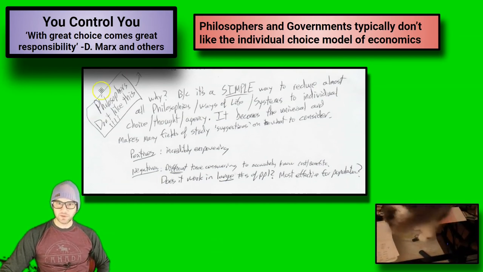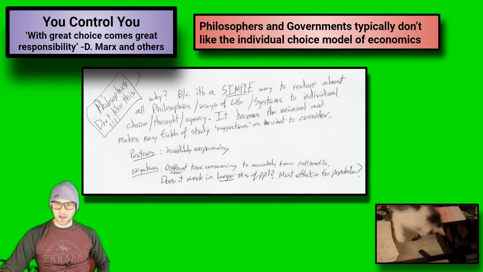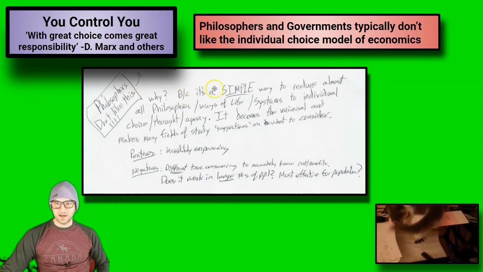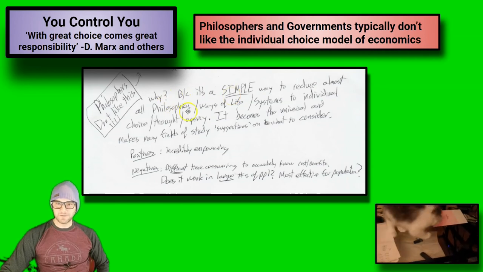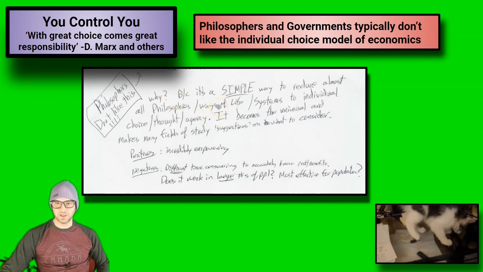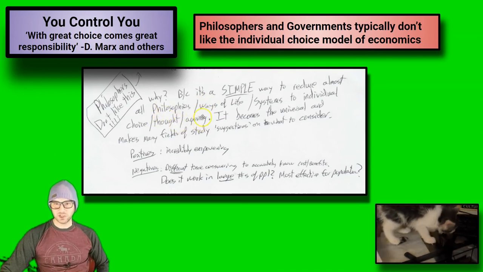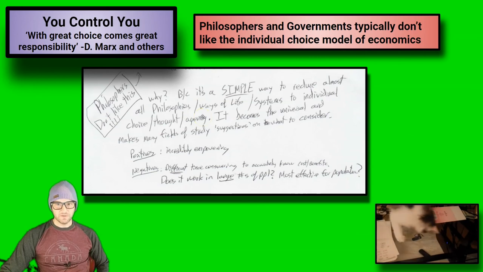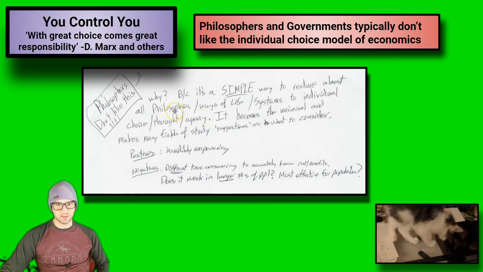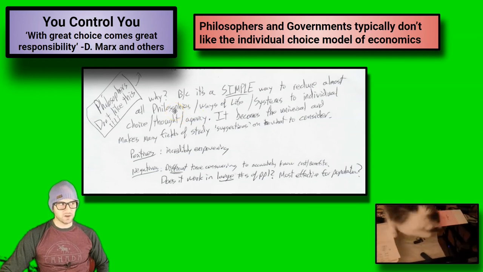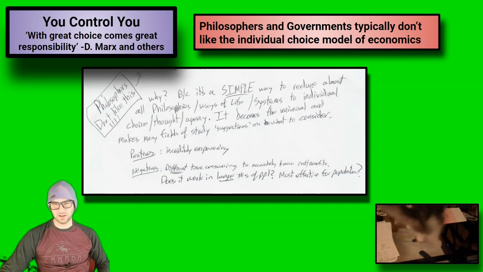Now, governments and philosophers typically don't like this. Why? Because it's a simple way to look at the world. It reduces almost all philosophies or ways of life or government systems to individual choice, individual thought, individual agency. It's not just follow the rules for rules' sake. It's not just the, I think it's the utilitarian version of philosophy or the hedonistic version of philosophy that says we all just follow our own pleasures or something like that.